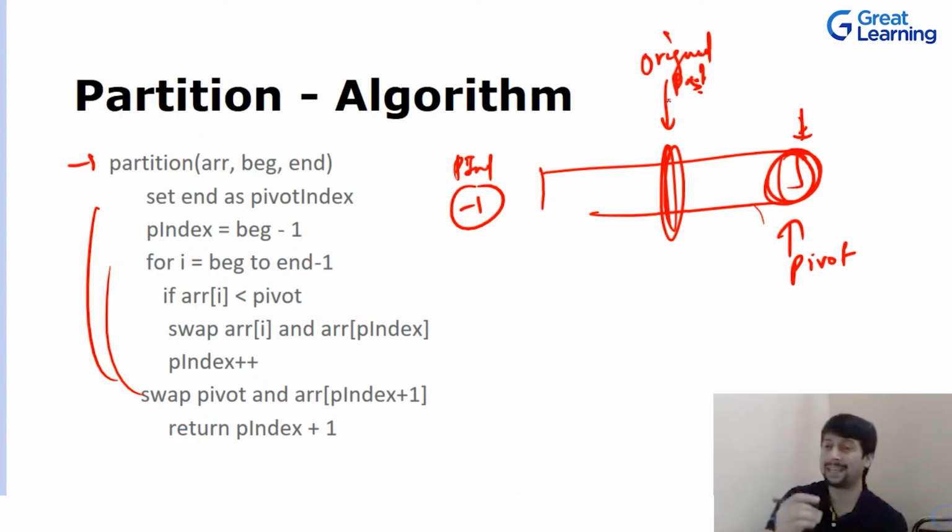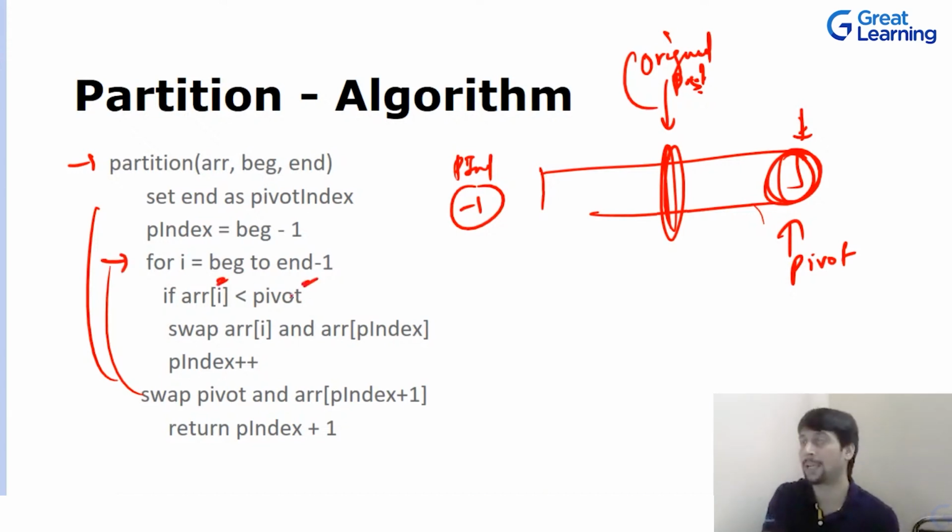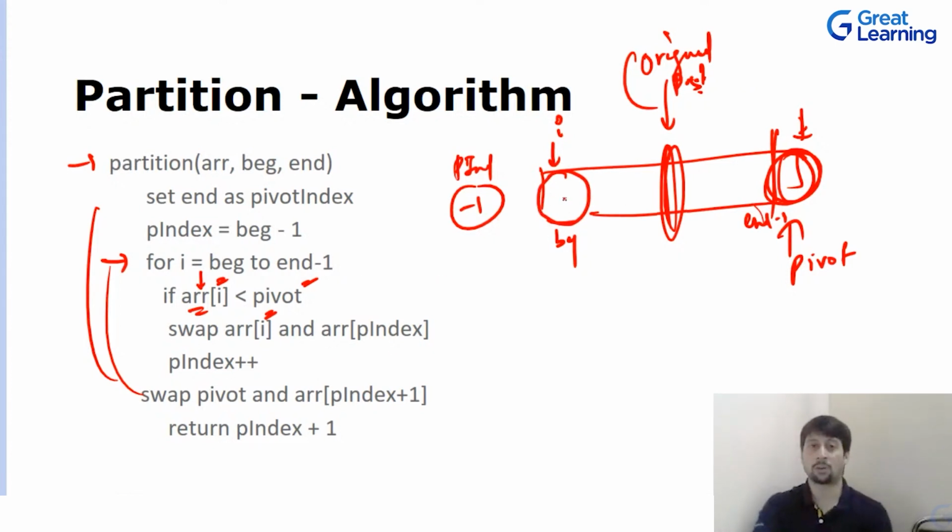Once this is done, we execute this for loop and start from beginning to end -1, except the last element. Then we check if ARR of I is less than pivot. If it is, then we swap it with the next location. Now we check ARR of I, which is this index, where I is over here. If this I is less than the pivot, let's talk about this I first.